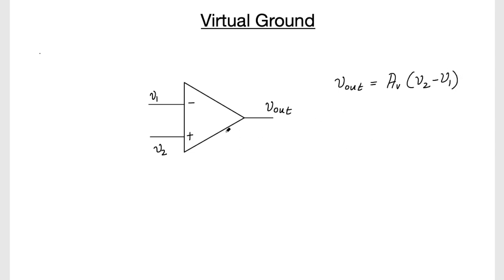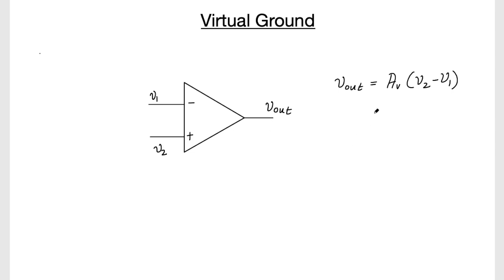So basically the op-amp simply amplifies the difference of whatever input I'm providing between these two terminals. The difference is amplified by AV times. This is different from the conventional amplifier, because in a conventional amplifier we only have a single input and the single input is just multiplied, but here the difference is amplified. So this is the main difference.